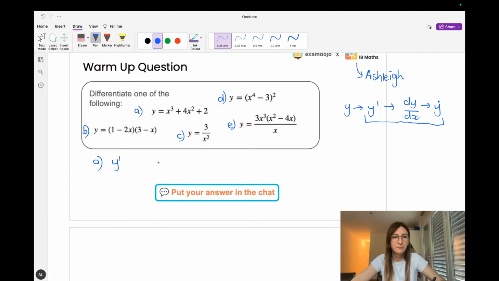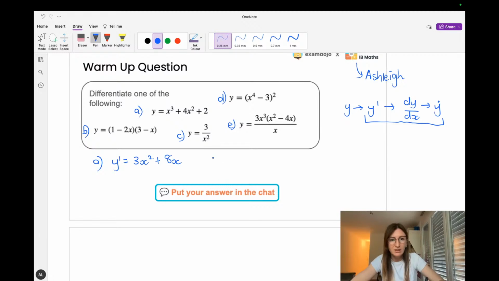All right, so for this one, we have 3x squared plus 8x. For that one, just the power rule, 3 in front, take away 1, 2 times 4, 8, take away 1, and that differentiates to 0.